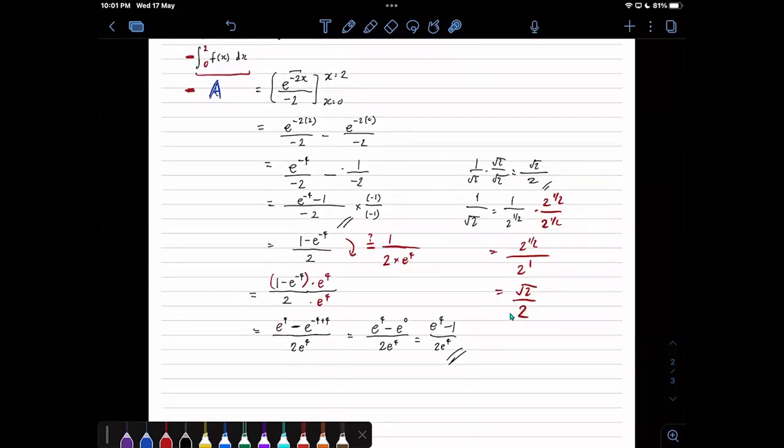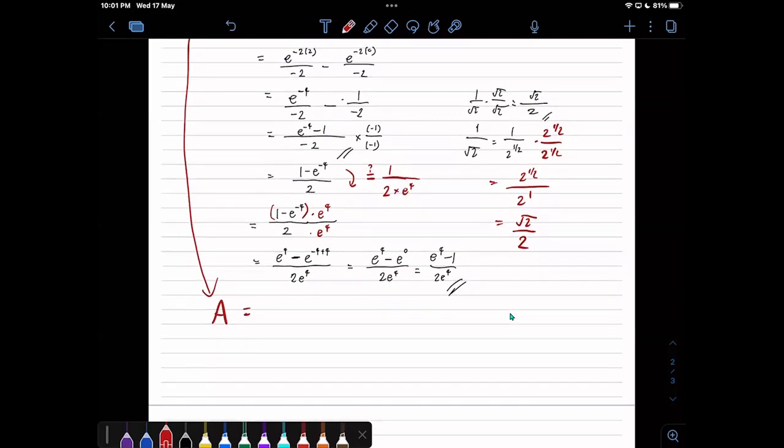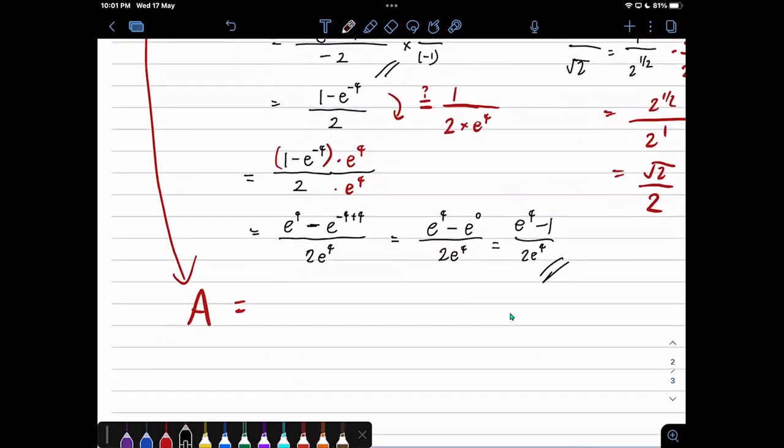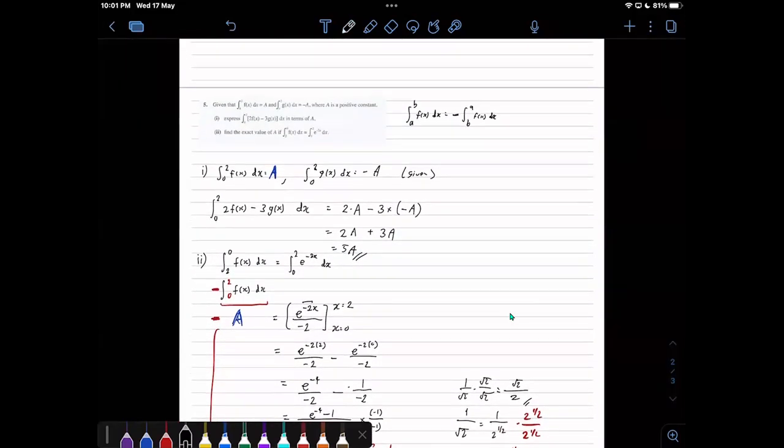Okay, so we are not done yet because we're asked to find the exact value of a. Previously it was negative a, now we still need to times negative 1. So it becomes 1 minus e power 4 over 2e power 4. Very good. Okay, let's try another question.